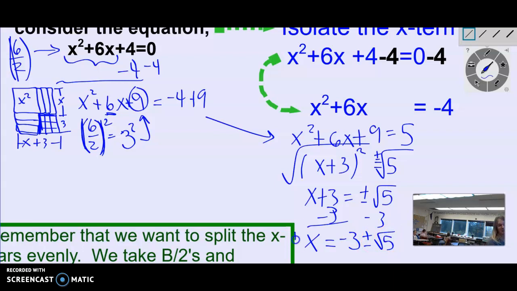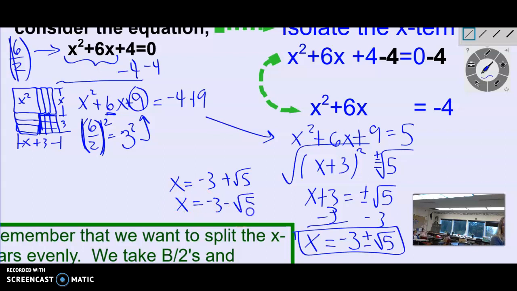You can write it like this, which is perfectly fine. But you can also split it up: -3 plus the square root of 5 for one answer, and the other answer is -3 minus the square root of 5. To calculate this, you grab a calculator to get the decimal equivalent, but it would just be an approximation. This is an exact answer. And so that's how you solve a quadratic by completing the square.